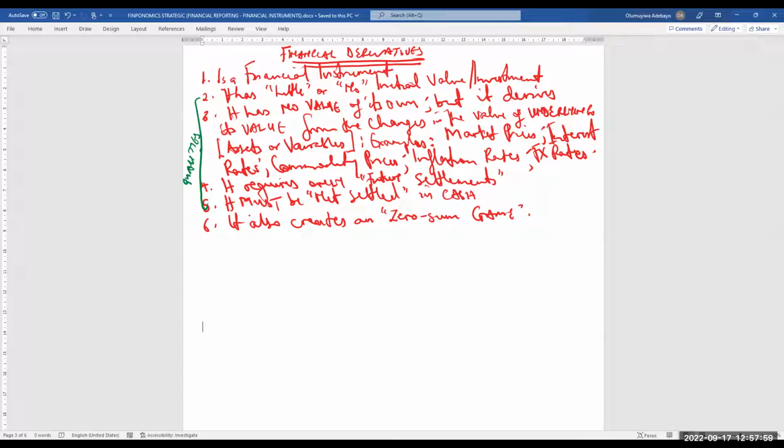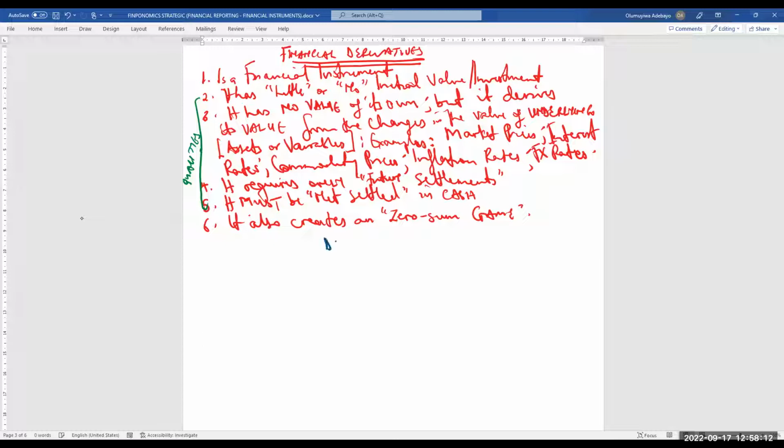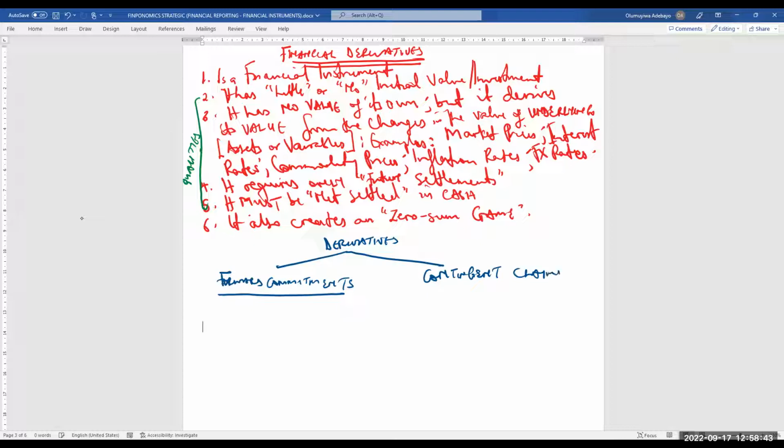Now, derivative can be classified into two. Those considered forward commitments and those considered contingent claims. Remember, there are two parties to every contract, at least. Party A and Party B.